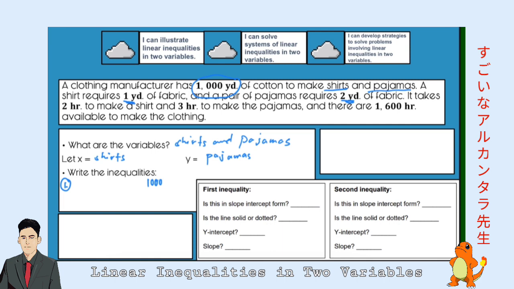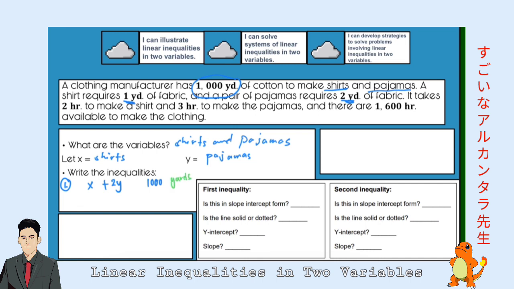You have 1,000 yards as what you have all in all, and that means that you're going to use 1 yard of fabric for a shirt. So you could write that as 1x or x as a whole. And then for pajamas, you need 2 yards. So you're going to have 2y. So the context in the first situation is the yards or the materials.